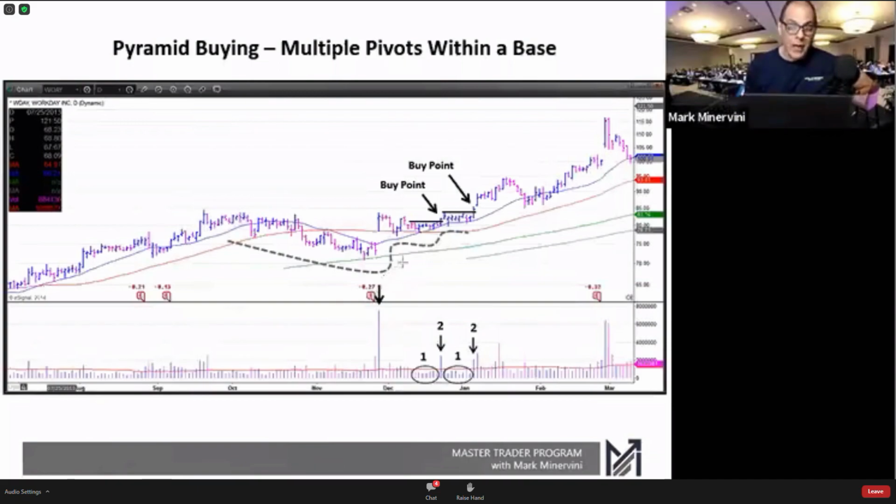I'm not taking a full size position on the first pivot that sets up, and then it tightens up more and the base continues to form. And then it comes out of another pivot that builds either adjacent to it, maybe just moving sideways or a little bit higher. And almost always I'm buying higher. When I'm pyramiding into a stock, I'm usually buying at a higher price, not much higher though. It's still within the base. I'm always buying within the base, not out of the base.